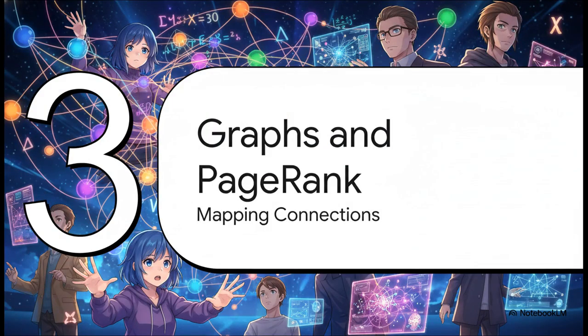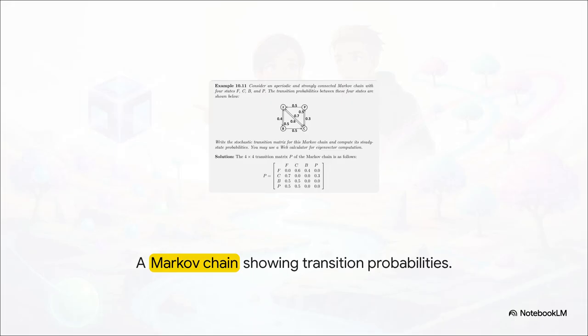Okay, part 3, navigating graphs and PageRank. This is where we get into mapping connections. So now we're shifting gears. We're moving from comparing isolated data points to mapping out vast interconnected worlds, like the internet. To navigate these insanely complex webs, algorithms turn relationships into mathematical graphs.